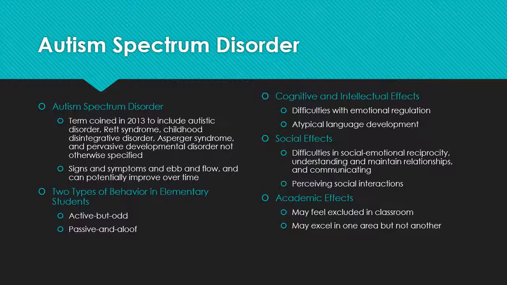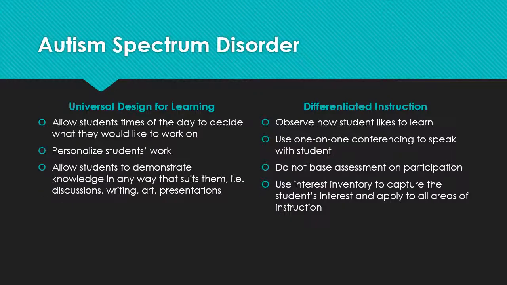So ways to incorporate universal design for learning and differentiated instruction is just observing how a student likes to learn, personalizing the student's work to keep them engaged, and then not basing your assessments on participation because the student, as previously said, might not be able to socially interact as well as other students.